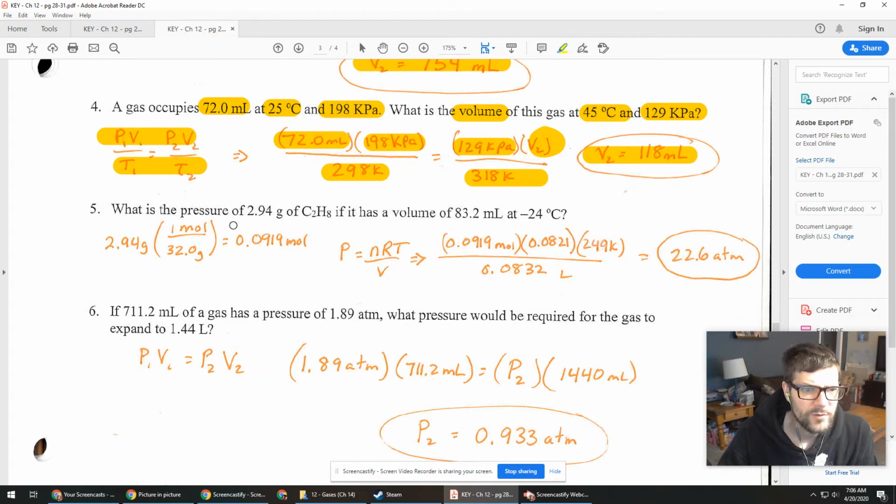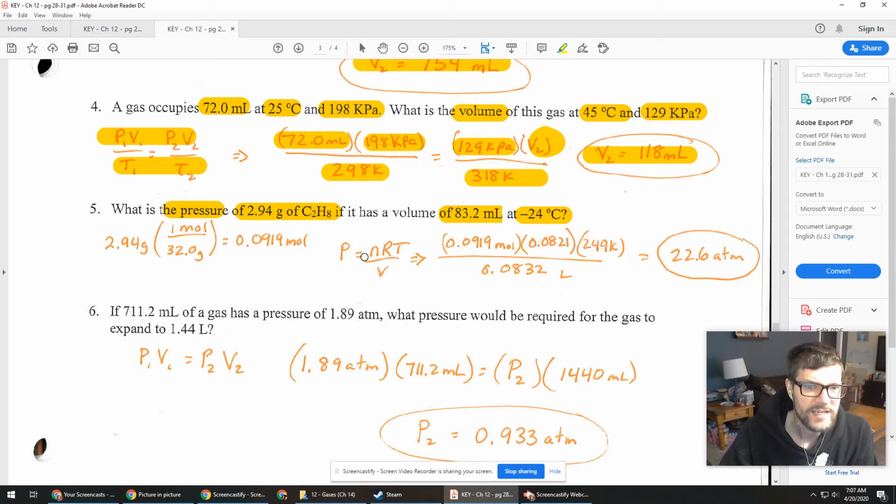Number 5 here, what is the pressure of 2.94 grams of C2H8 if it has a volume of 83.2 mL at negative 24 Celsius? So this is not a before and after. This is just a what is the pressure if these are the circumstances. The fact that we've got grams tells me that we're dealing with moles in here as well, and that's a telltale sign that we're going to use the ideal gas law equation.